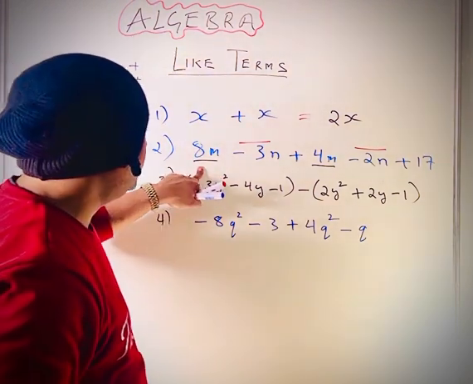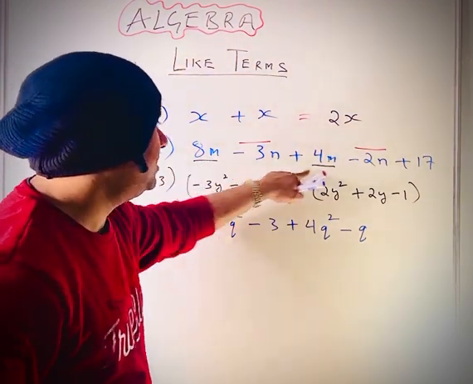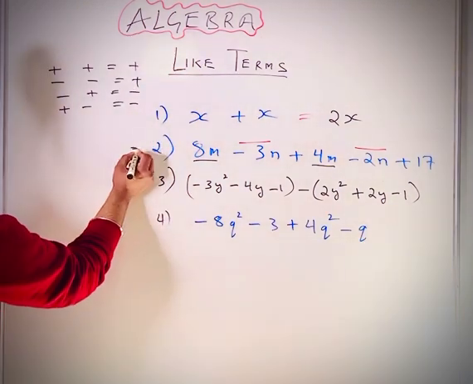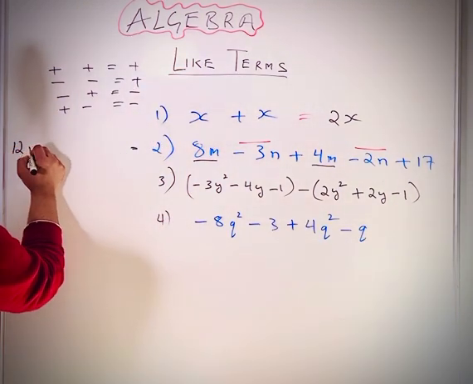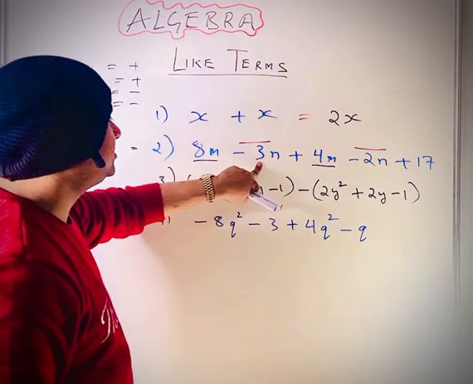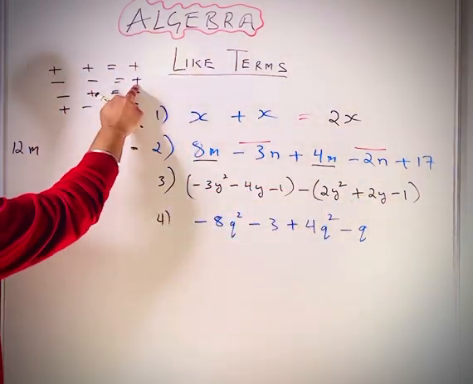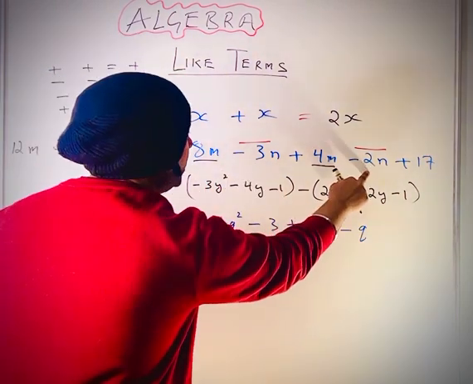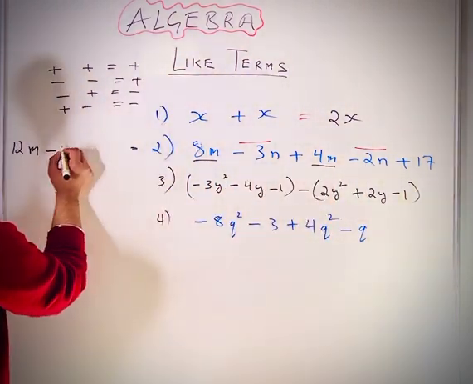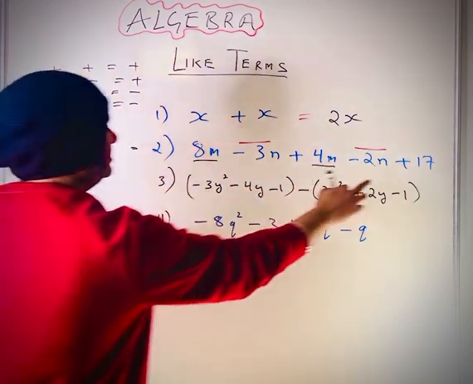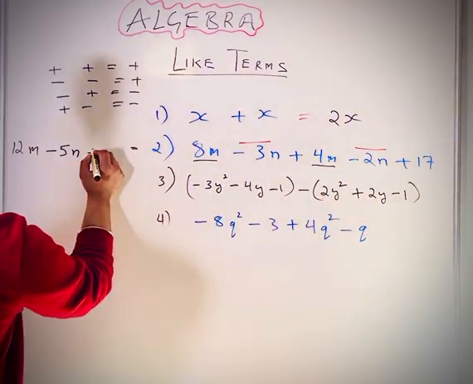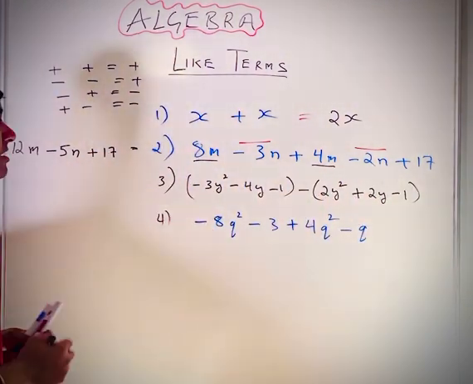Now the next thing is 8m plus 4m, that will give me 12m, right? Now 3n minus 2n, that will be minus 5n, and the 17, the way it is, will stay like that, 17, right?